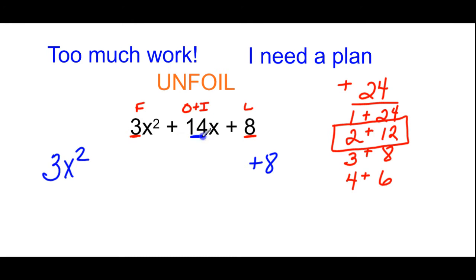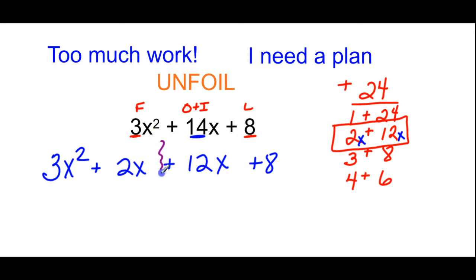But we're going to take the 14 and replace it with a 2 and a 12 and just give each one of them the variable. So this is going to be plus 2x plus 12x. Now I have a 4-term polynomial that I need to factor, and we do that by the process called grouping.